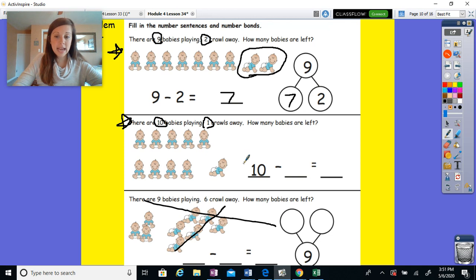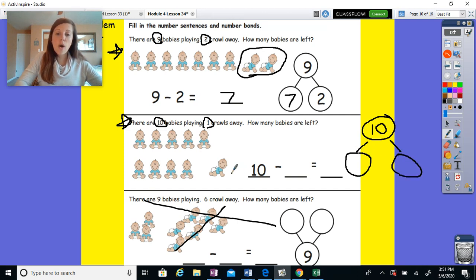Okay, so this time they set up our number sentence for us, so we need to fill in a number bond. They put the number 10 there first because that's how many they started with. That's the whole. So let me draw my number bond, and I'm going to write number 10 in my whole because that's how many babies we started with. Then it says that 1 sneaky baby tries to crawl away. So we're going to put 1 in our part of our number bond, and 1 comes next in our number sentence because 1 crawls away.